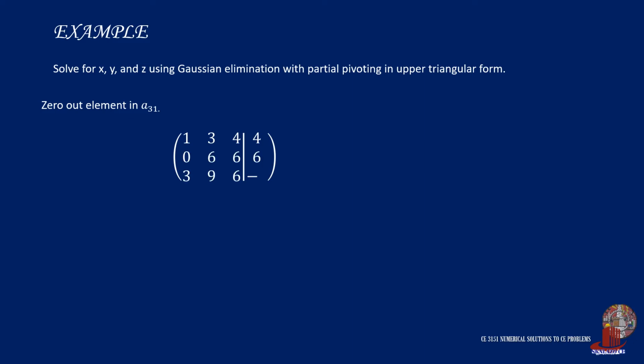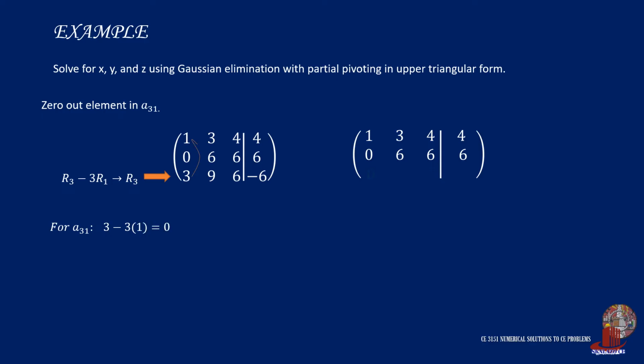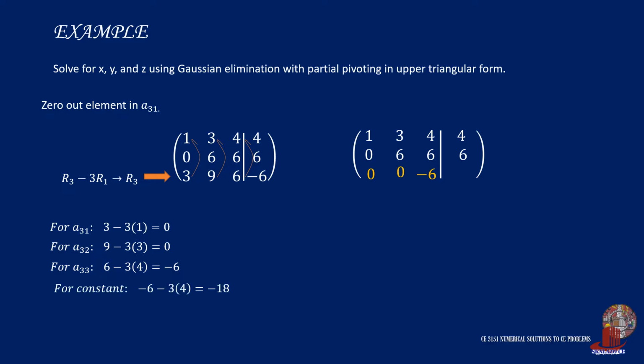Next is to zero out element 3,1, and that is to equate row 3 with the current row 3 minus 3 times row 1. For element 3,1, we have 3 minus thrice of 1, and that is 0. With element 3,2, there is 9 minus 3 times 3, giving 0. At element 3,3, we have 6 minus 3 of 4, and that's equal to negative 6. Then the constant has negative 6 minus 3 times 4, which results to negative 18.